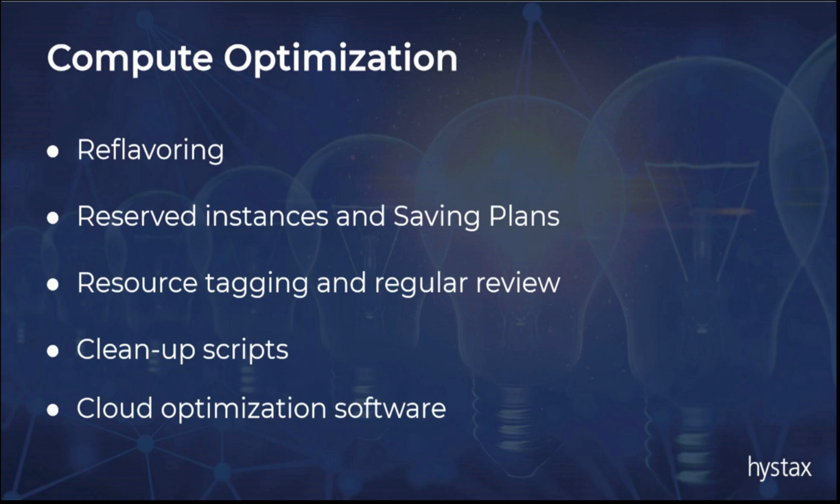Second, if you can forecast your compute requirements to the upcoming months or years, you can save up to 60% of VM costs by switching to reserved instances or by using saving plans. Most of the public clouds offer you significant discounts for paying upfront.